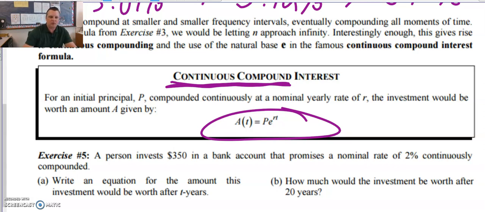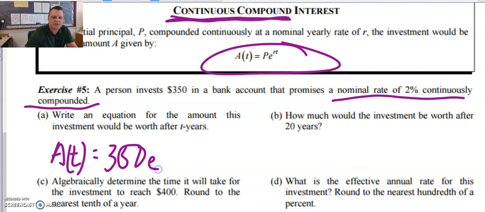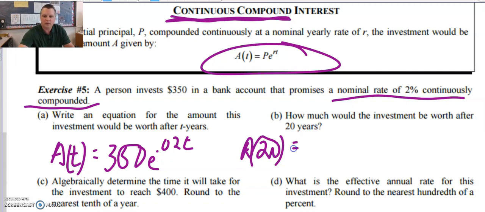So in exercise 5, a person invests $350 in a bank account that promises a nominal rate of 2% compounded continuously. So write the equation. So my equation is A of t equals P, which is 350, times e. e is the number, right? So you just leave e alone. The nominal rate is your 0.02, and it is times t. So that is the formula. How much would the investment be worth after 20 years? So it's A of 20 equals 350 e to the 0.02 times 20.